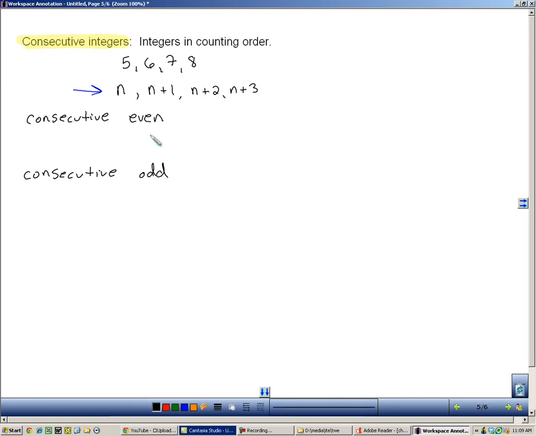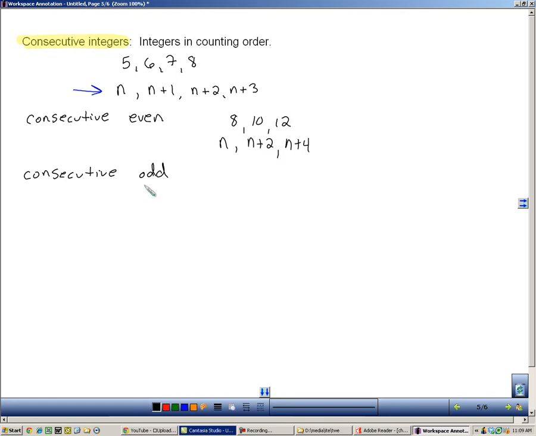Likewise, there's such a thing as consecutive even integers, and those would be things like 8, 10, and 12. Those are consecutive integers that are even, so we skip the odd ones. Now how would we write those if we don't know? Well, we would start with an n, just like before, but instead of adding 1, to get from one consecutive even integer to the next one, you'd add 2, n plus 2. And then to get to the next one, you'd say n plus 4.